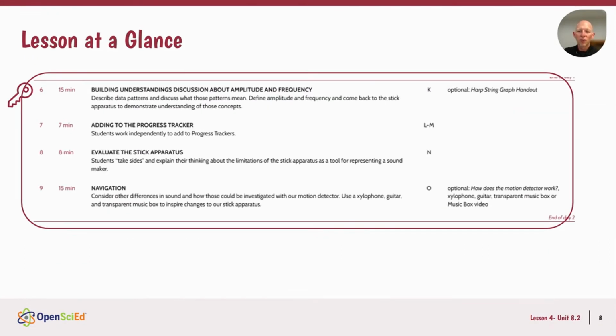To start day 2, you're going to gather in scientist circle, have students share the patterns they noticed, add what you figured out to the progress tracker. Part 8, evaluate the stick apparatus. How is it a good representation of sound makers? What are some limitations to it? And then in part 9, you're going to start thinking about pitch. So far in this lesson, we've just focused on volume. What about pitch? So you're going to start thinking about that.